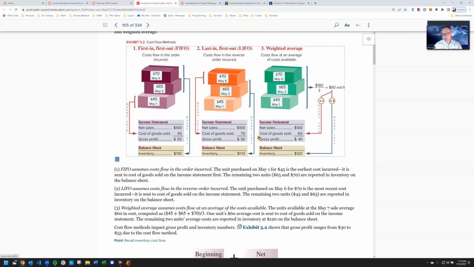On weighted average, maybe the price fluctuates so much that you just want to average it out. That's why they're going to go with the weighted average approach. Each of these different approaches will show you from a visual standpoint how it works, and what the differences are, both in the gross profit as well as the inventory balance value.